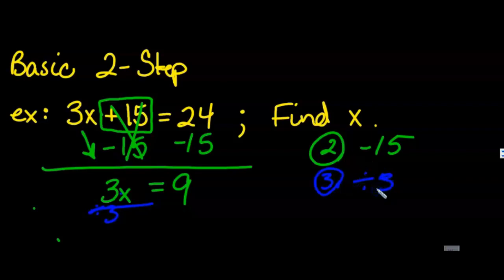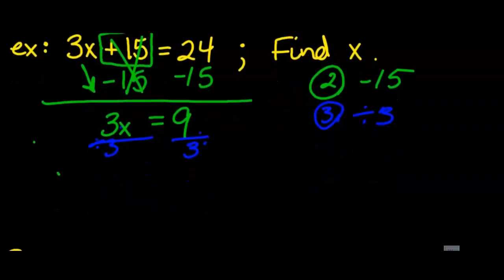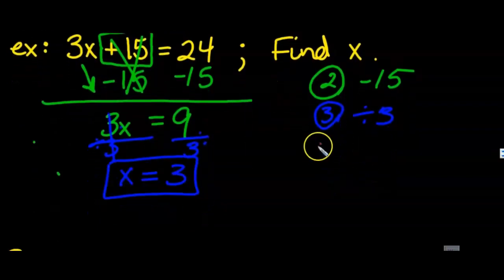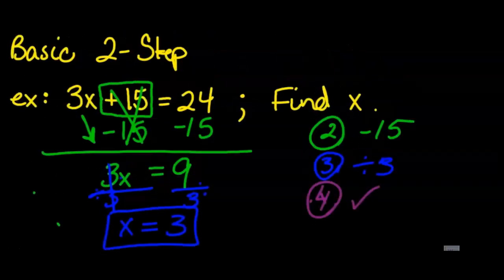So we're going to end up dividing by 3 to undo that multiplication. Okay, so dividing by 3, the division property says I have to do it to both sides. So I'm going to divide by 3 over here. What happens? The 3's on the left-hand side, they cancel out. The 9 divided by 3 is 3. So we have x equals 3.